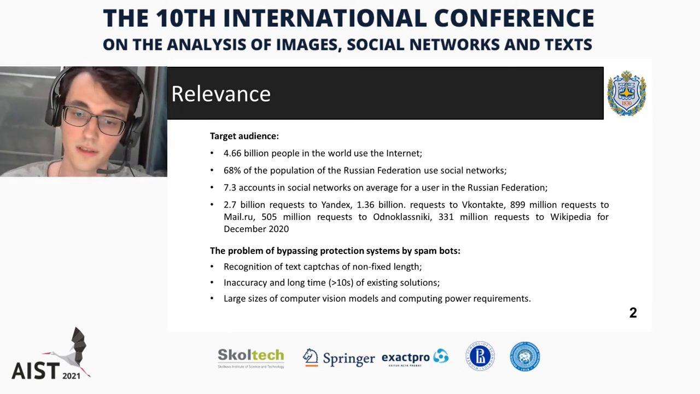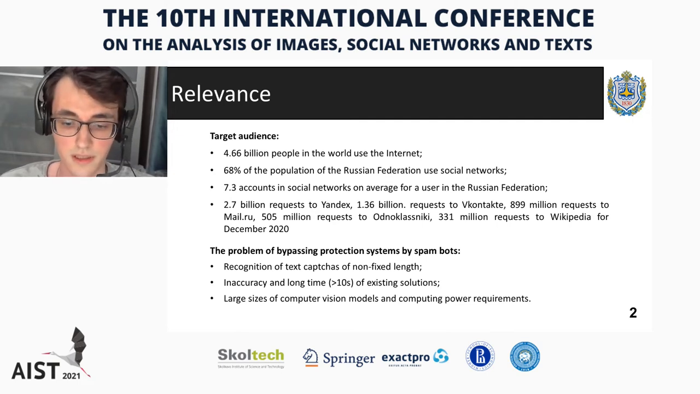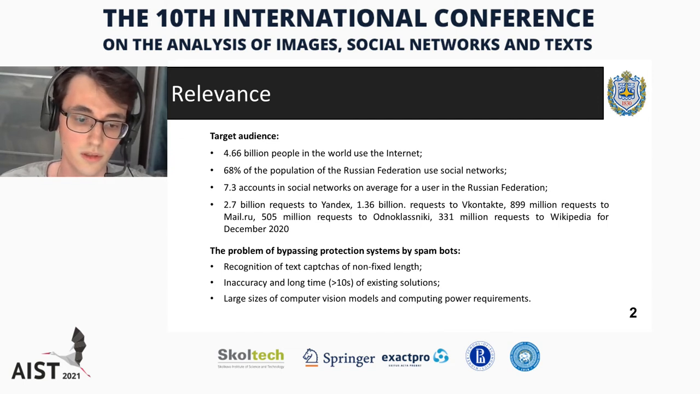The problem is that these bots can slow down the work of the site or even bring it to failure. That's why people invented ways or instruments to detect such bots and protect internet resources. And one of these instruments is CAPTCHA. However, most of the existing works in this field investigate the recognition of CAPTCHA with a fixed number of characters on the image, which is currently quite rare and can be seen in practice.